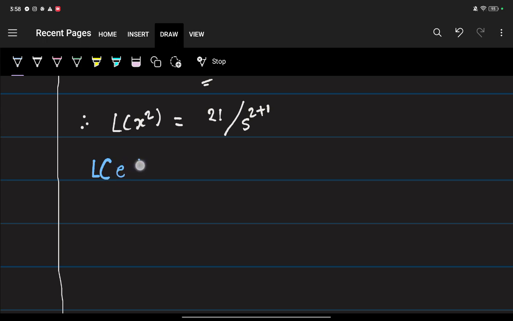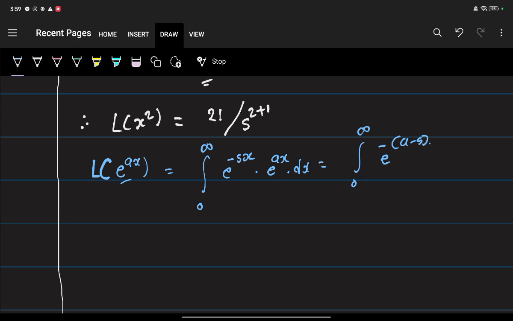So the Laplace transform of e raised to ax, let's derive its Laplace transformation. We know that it is the integral from 0 to infinity of e raised to minus sx times e raised to ax dx. So eventually it will be the integral from 0 to infinity of e raised to minus (s minus a)x dx, and you will end up with 1 by s minus a. Here the condition is that s should be greater than a, okay?